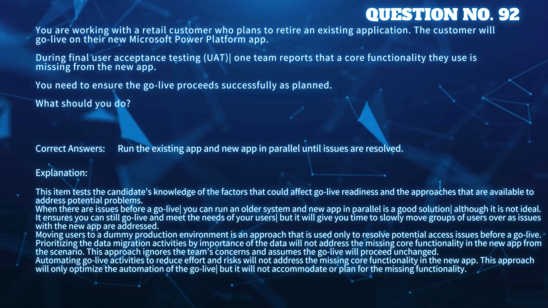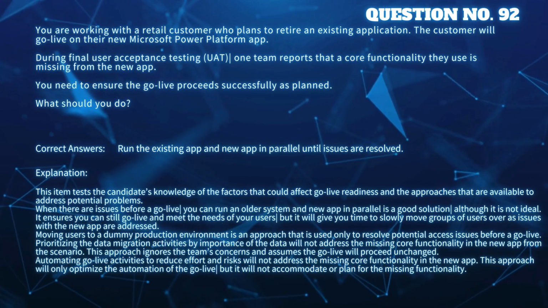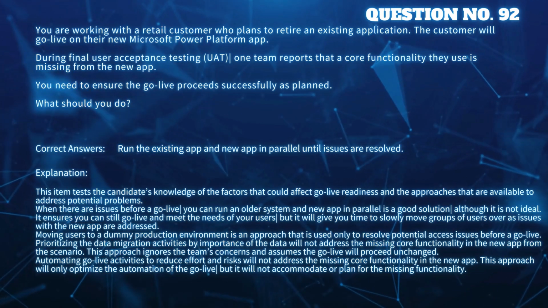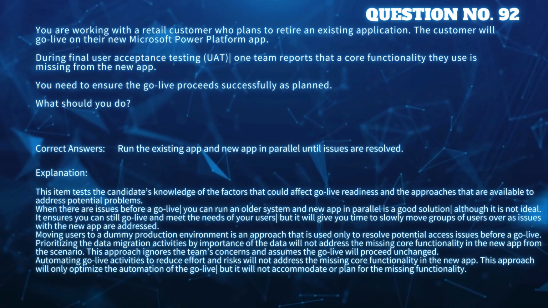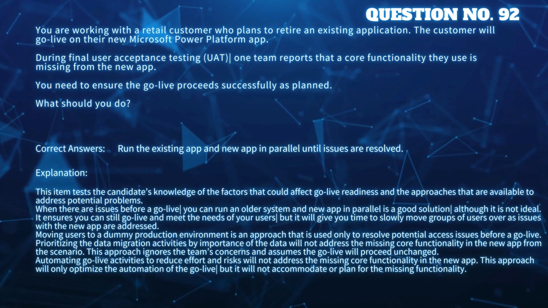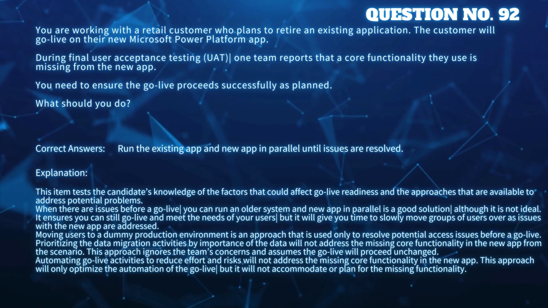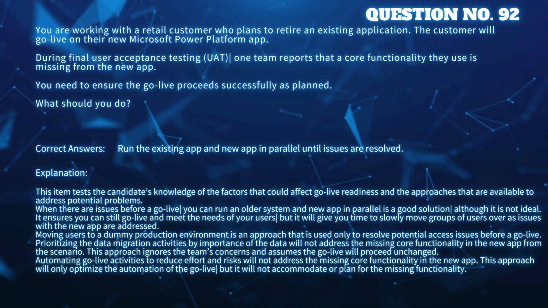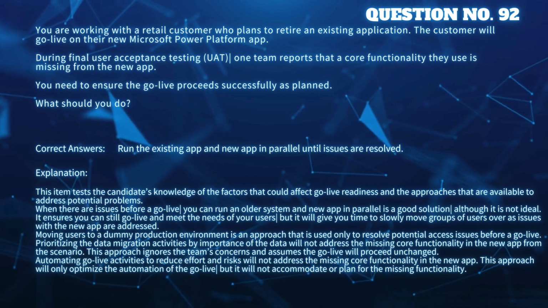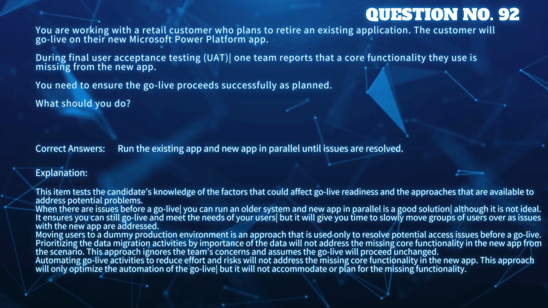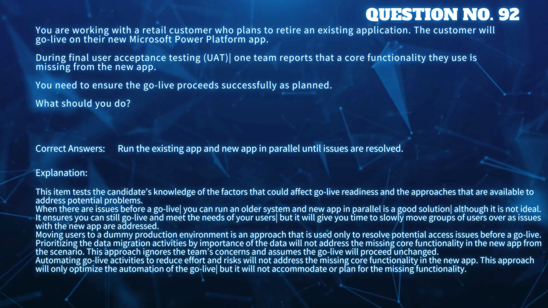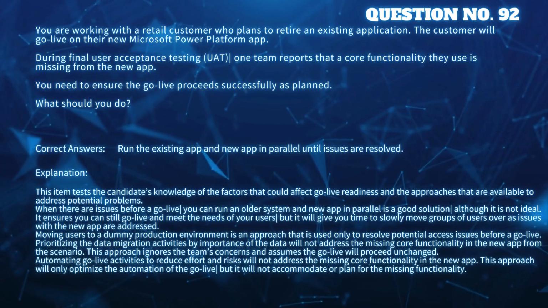Explanation: this item tests the candidate's knowledge of the factors that could affect go-live readiness and the approaches that are available to address potential problems. When there are issues before a go-live, you can run an older system and new app in parallel as a good solution, although it is not ideal. It ensures you can still go live and meet the needs of your users, but it will give you time to slowly move groups of users over as issues with the new app are addressed.